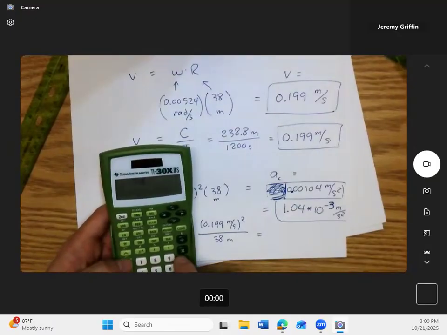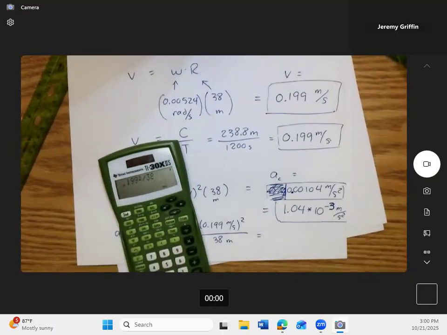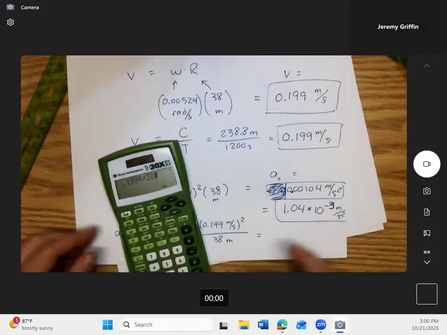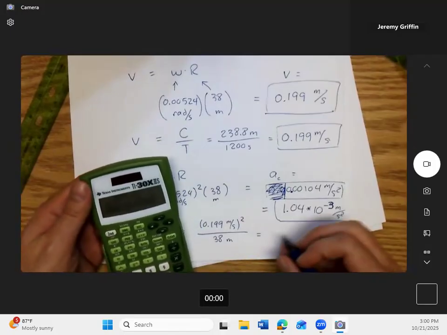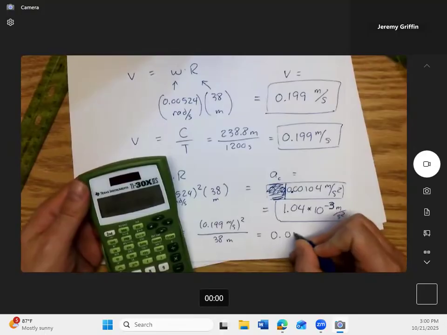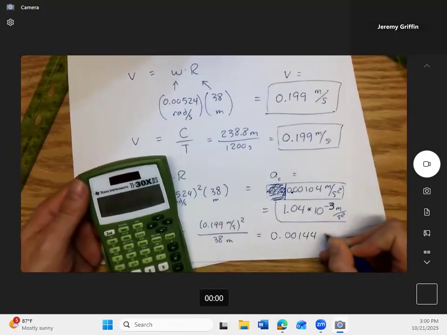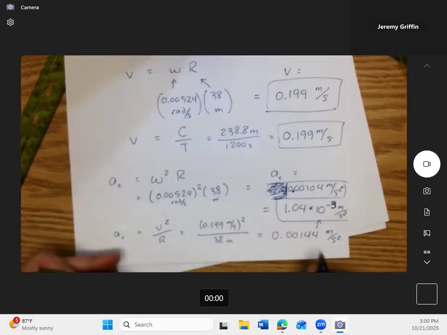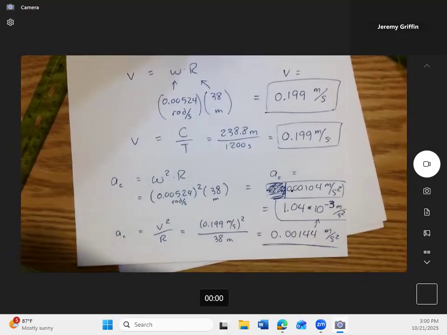So 0.199 squared divided by 38. Does that mean it's 1.04 times 10 to the minus 3? Yeah. Now this is the exact same thing: 0.00104 meters per second squared, which is the same thing as that. So now we're all good, we're all back on track. All right, so we worked our way around the Ferris wheel there.